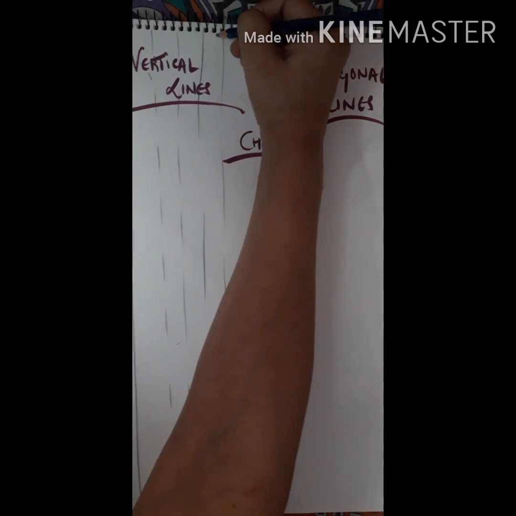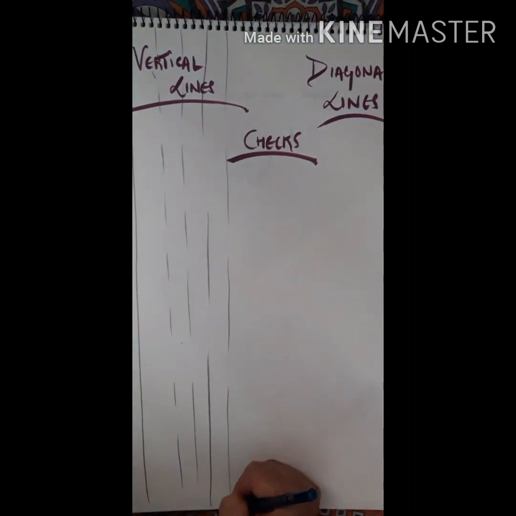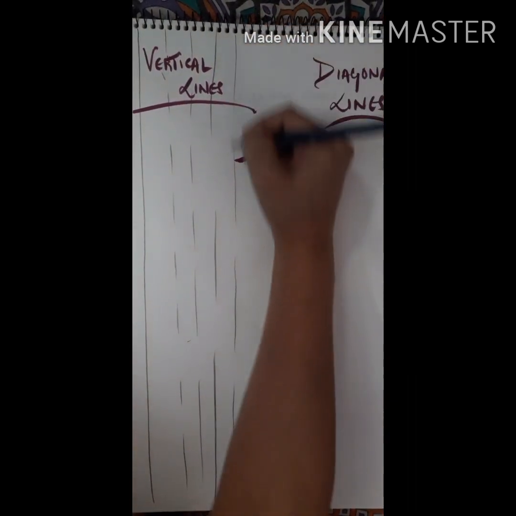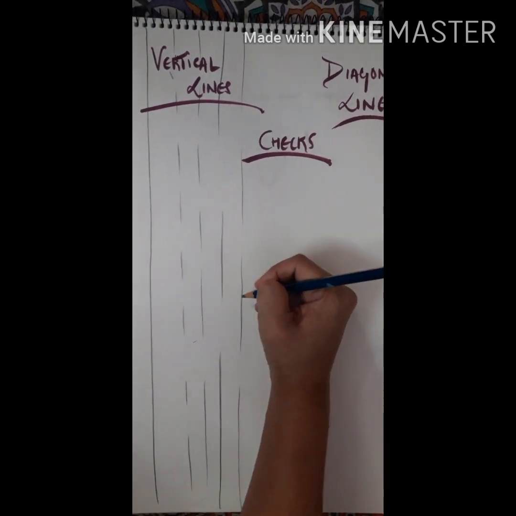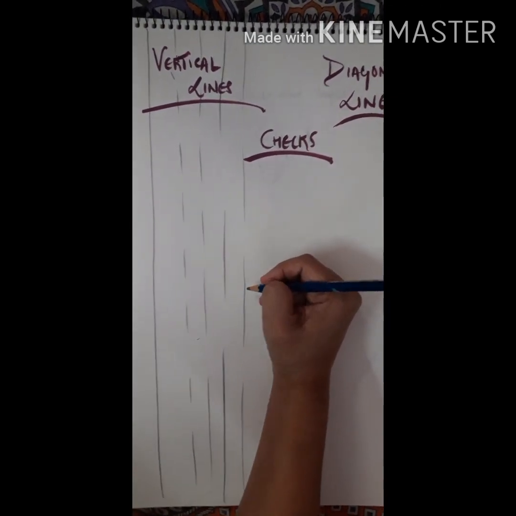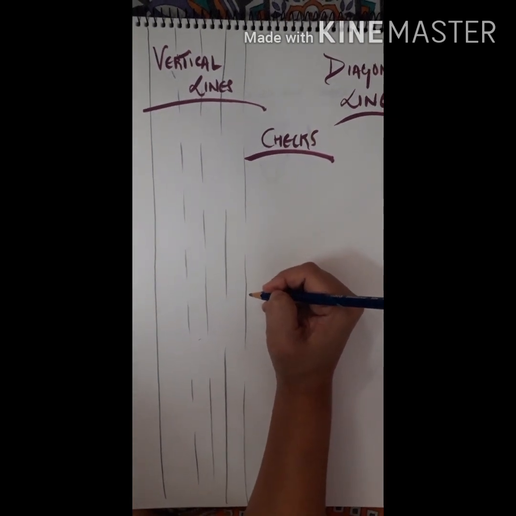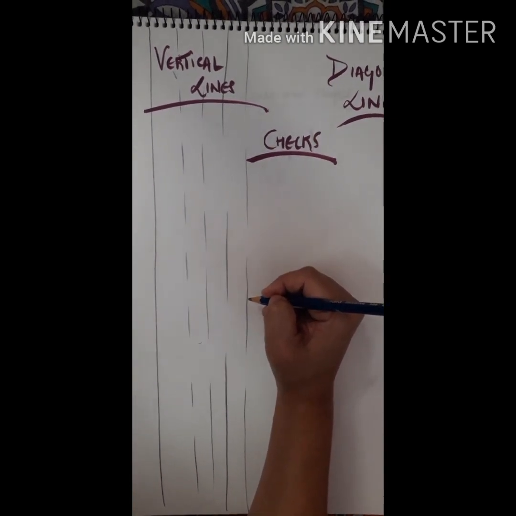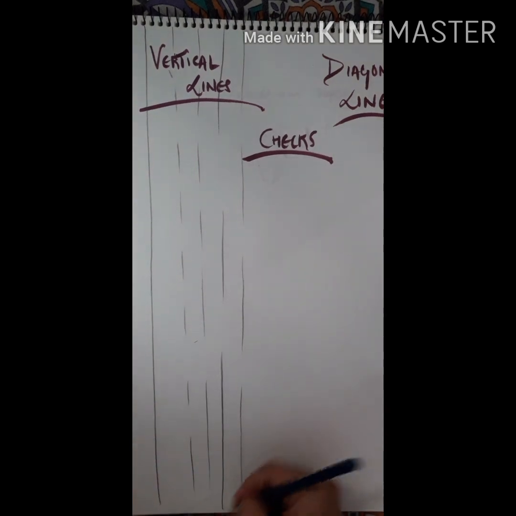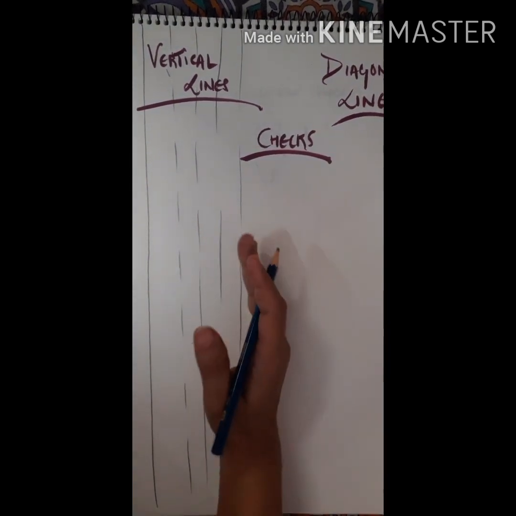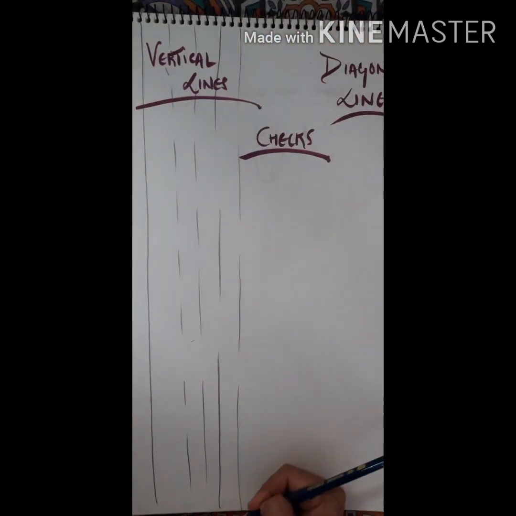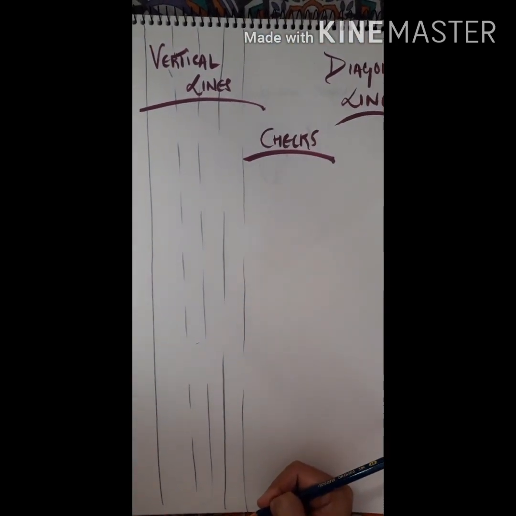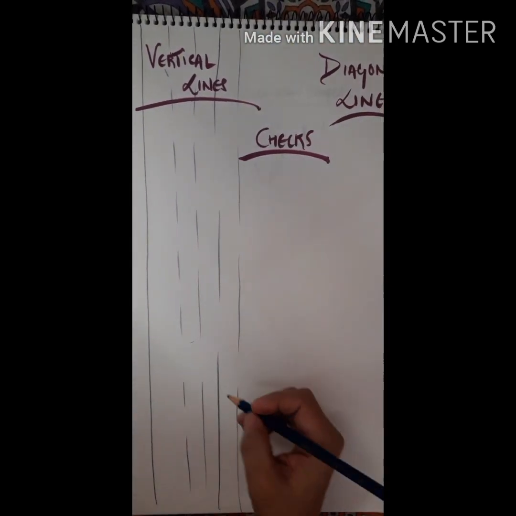Next is vertical lines. Try to prepare vertical lines in a full page. Please don't draw it half, because this will stop your exercise in between. Try to do it on the full page. Whether you have an A4 size or an A3 size sheet, just prepare the full page line.